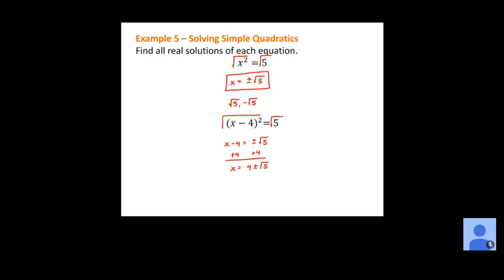Again, in WebAssign, you're not going to be able to use a plus or minus, so you're going to have to separate this. So our solutions will be 4 plus the square root of 5 and 4 minus the square root of 5. But again, on a test, I'm perfectly happy with this solution right here with the plus or minus.